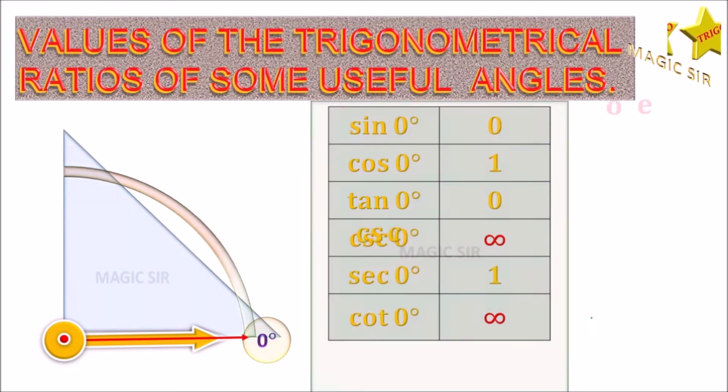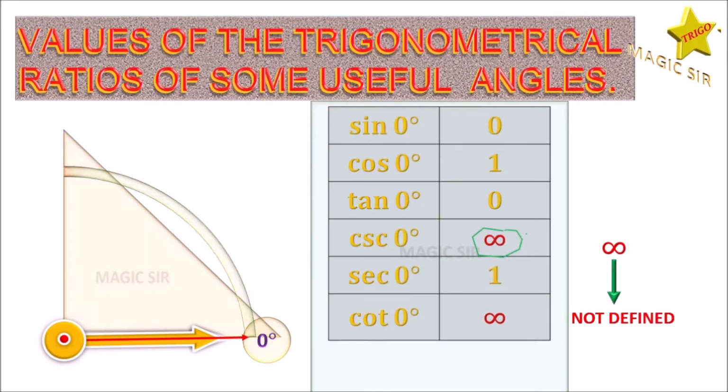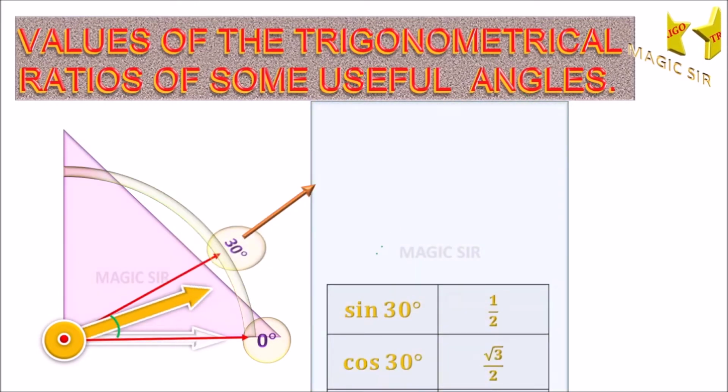We will note that a quantity that is infinitely great is denoted by the symbol of infinity, or infinity is the symbol for a not defined term. In other words, a number infinitely large is denoted by infinity.